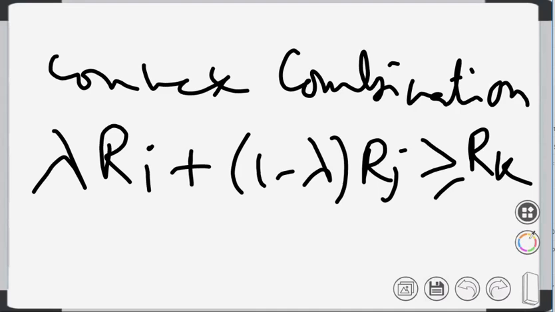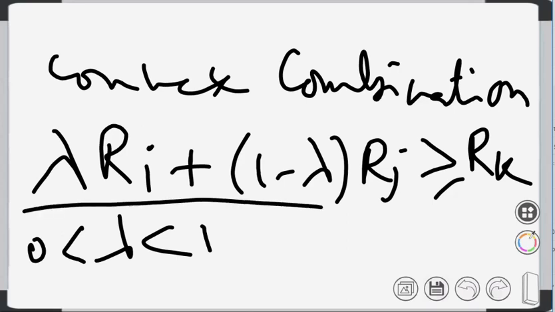So corresponding elements we are comparing, and what is lambda? Lambda is greater than or equal to 0, lying between 0 and 1. So lambda is a positive fraction. This is called convex combination. If the convex combination of two rows is greater than or equal to the third row or another row, then that rk, the kth row, will be dropped.